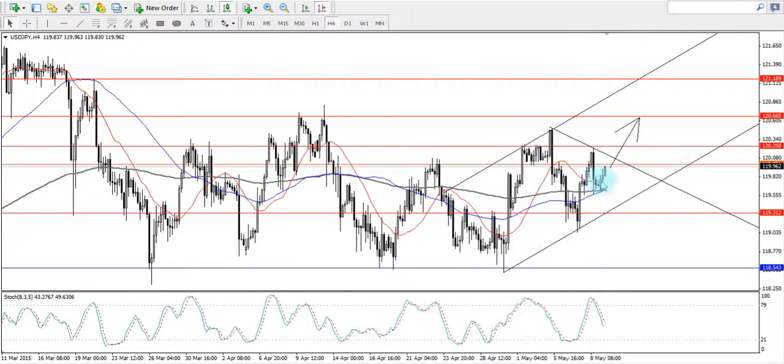Alright, of course, if we go for the long itself, the key level that we'll be looking at in terms of the resistance is at the price of 120.66. And if price appreciates along the rising trend channel all the way to the top, the next key resistance level would be at the price of 121.89. So that's for the dollar against the Japanese yen.